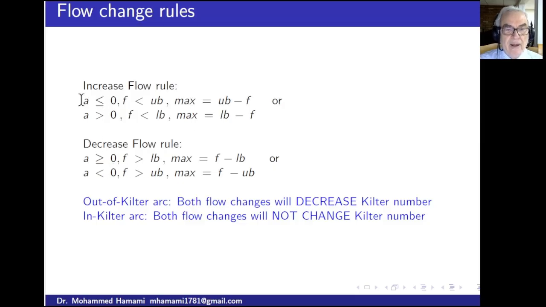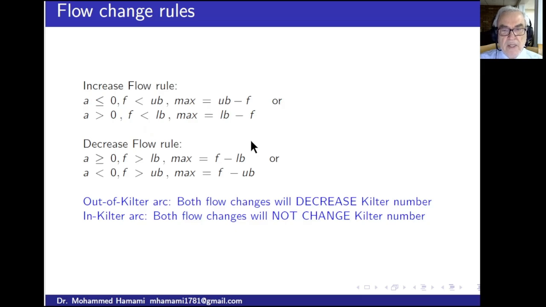And the decrease flow rule is like a mirror image of this. So A less or equal to 0, A is greater or equal to 0, F less than UB, F is bigger than LB, and the maximum is here UB minus F. This is F minus LB. And A positive becomes A negative, and F bigger than UB, and the maximum is F minus UB. You can go back to the previous matrix and do that.